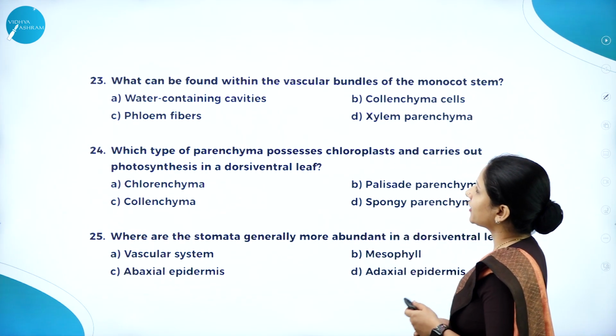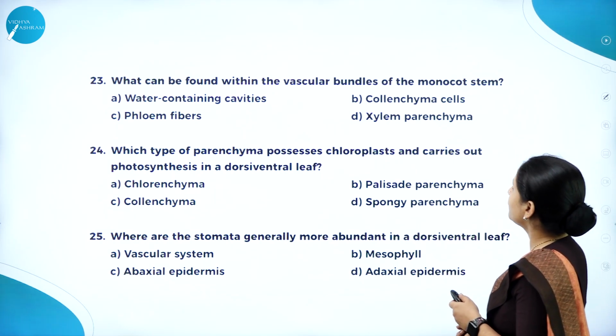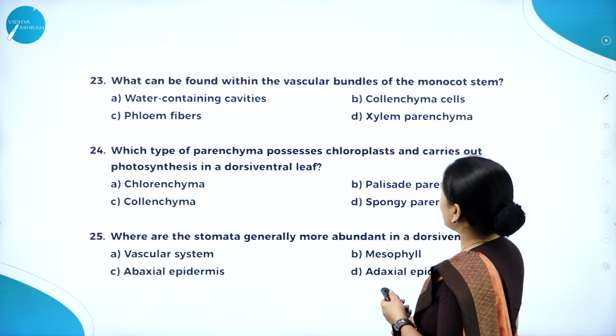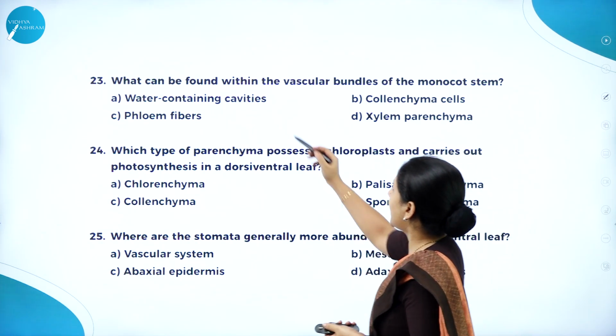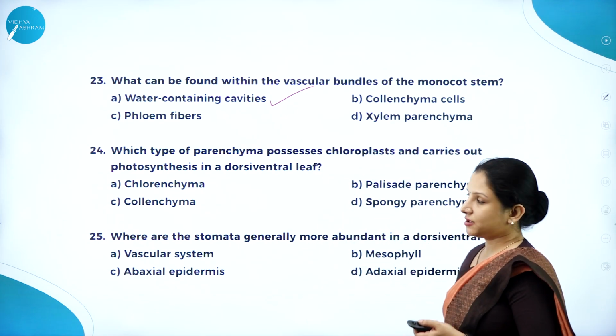So, next question. What can be found within the vascular bundles of monocot stem? Water containing cavities, collenchyma cells, phloem fibers, xylem, parenchyma. So, they have water containing cavities.